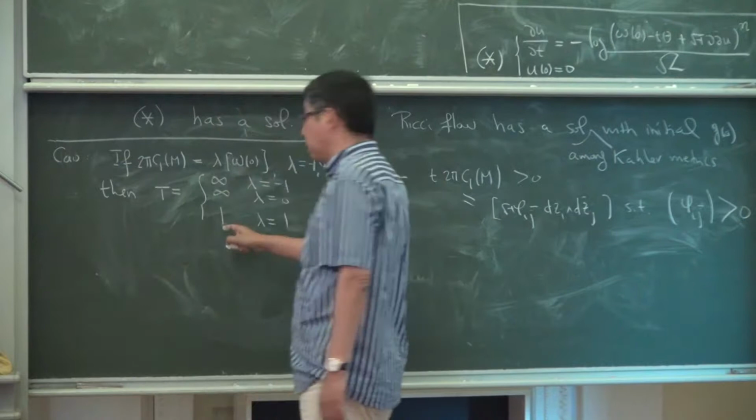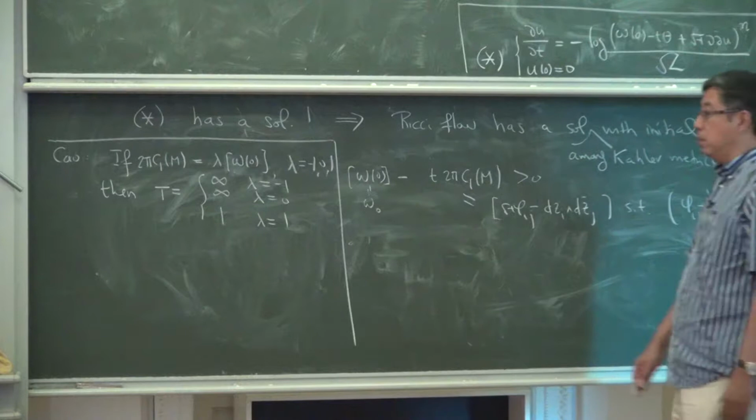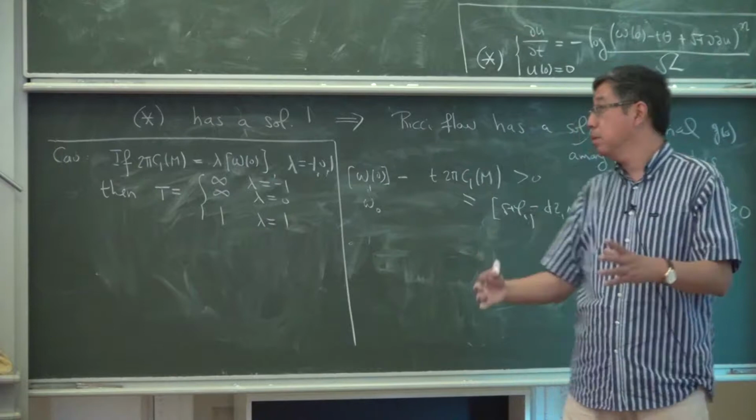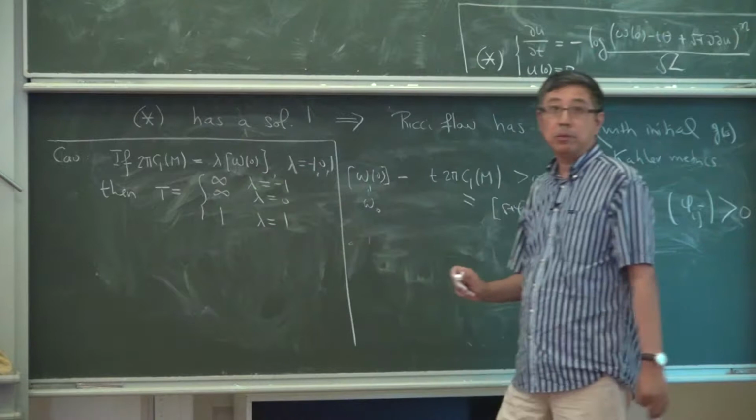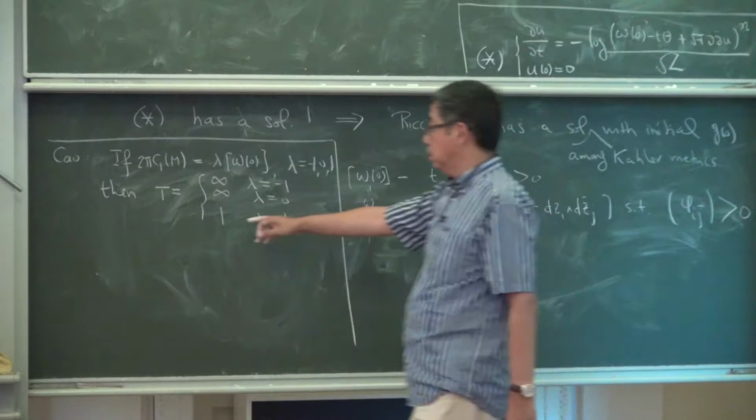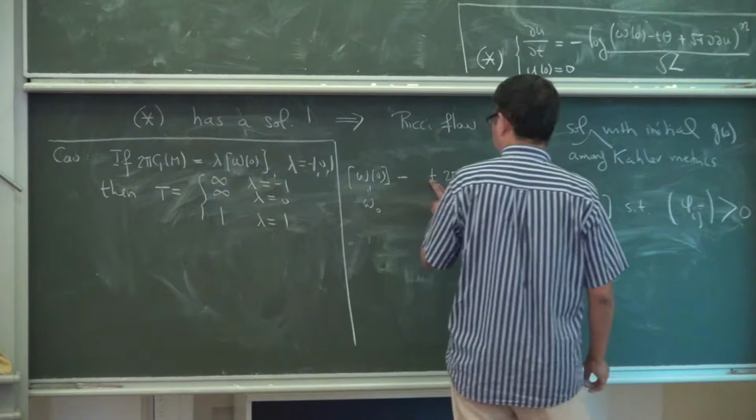This case corresponds to an example John mentioned last time. Take, for example, complex projective space. It has a homogeneous metric, and it's positive, with lambda equal to 1. You can see the maximum is 1 because of this condition: at time t equal to 1, this becomes identically 0. So everything contracts to a point.